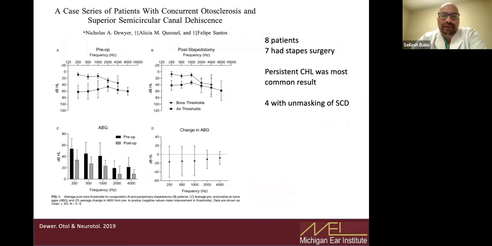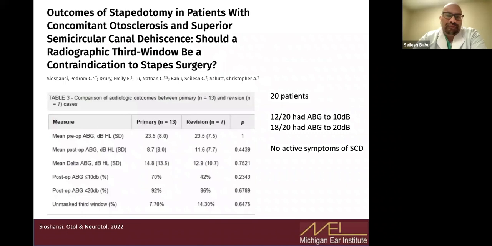Another study looked at 8 patients who had concomitant superior canal dehiscence and otosclerosis. 7 of them underwent surgery, and the most common result actually was a persistent conductive hearing loss and not significant improvement in the hearing if they had superior canal dehiscence at the same time. And in 4 of their patients, half of them actually unmasked some symptoms of superior canal dehiscence, such as autophony and hyperacusis and some imbalance. So there are definitely things that we need to take into account.